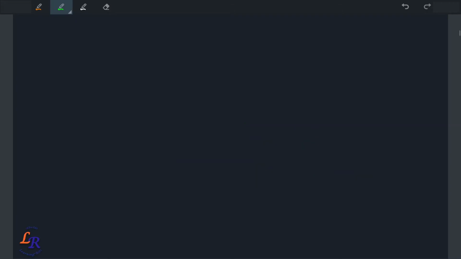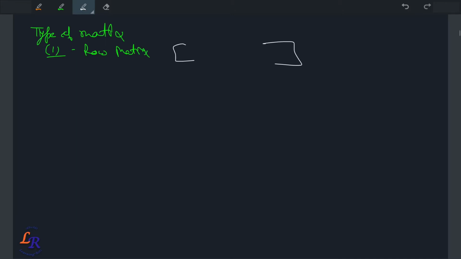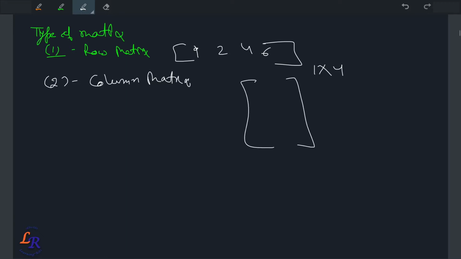Now we had seen different types of matrix. The first we had seen is the row matrix. What is a row matrix? It has only one row and many columns, like 1, 2, 4, 6. So it's a 1 cross 4 matrix. It's a row matrix. Now you have the column matrix. What is a column matrix? It has only one column and many rows. So it can have 4, 3, 2, 1. So it can be 4 cross 1, right? The number of columns is 1.